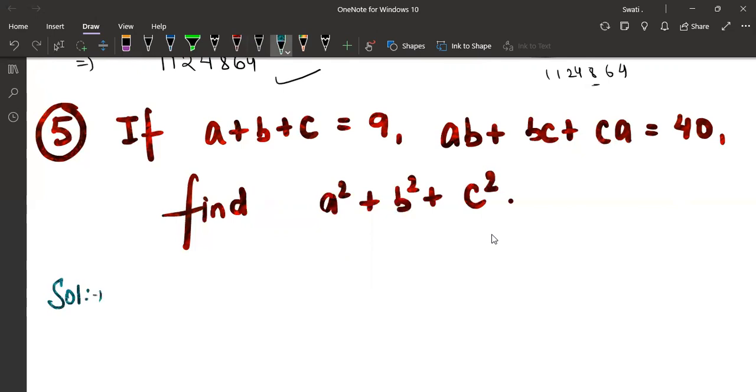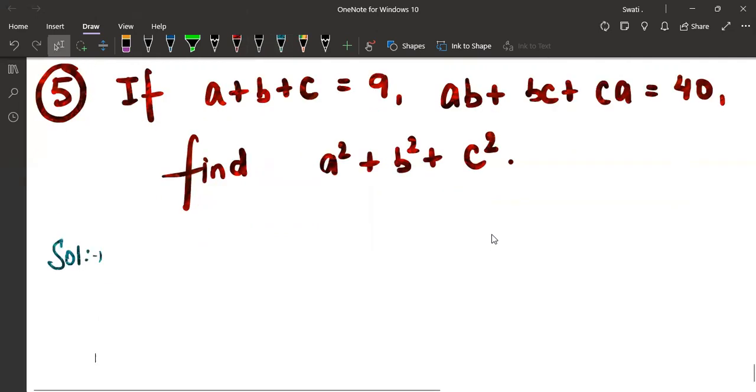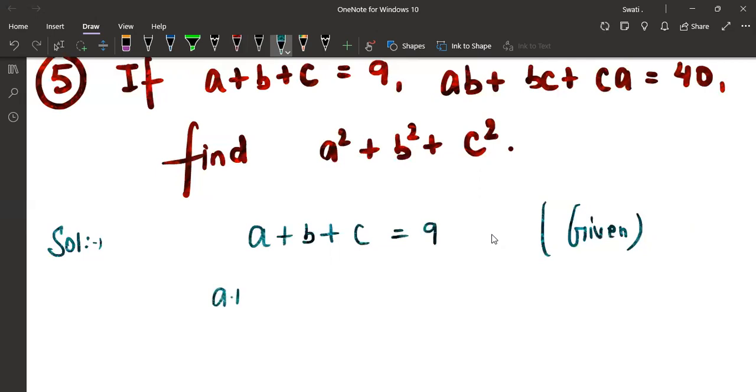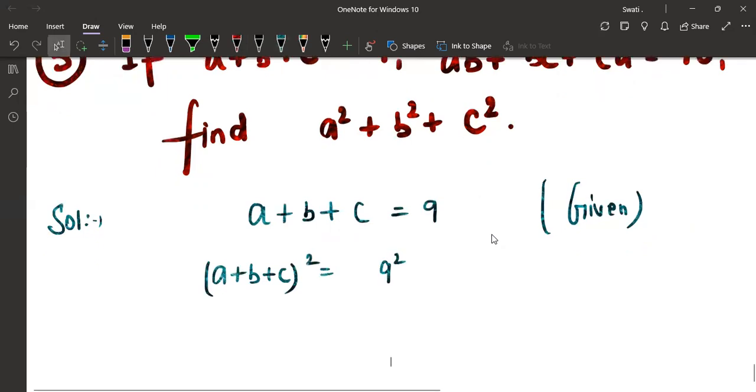Remember that normally, or I can use this word mostly, whenever we have condition questions, we always just make use of the given statements. For example, here it is given that a plus b plus c equals 9. That is already given in our question. Now what I'm going to do, I'm just going to square both the sides. So taking square on both the sides, of course, this will become a plus b plus c whole square equals 9 square.